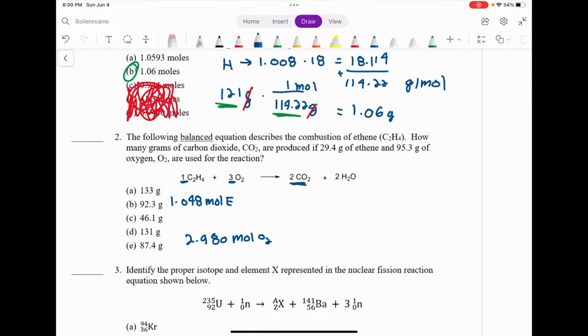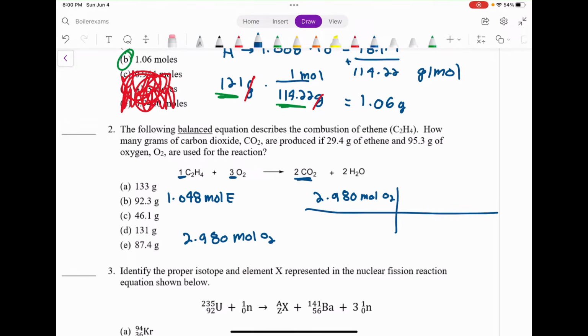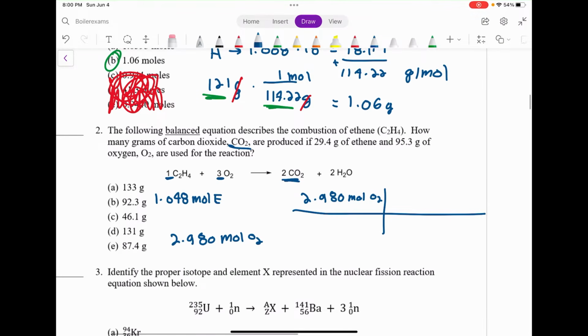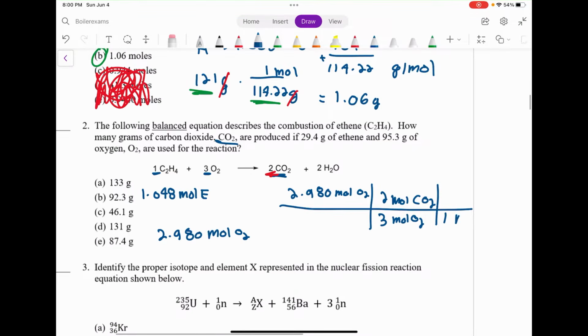Okay, so now if I know oxygen is my limiting reagent, we can do 2.980 moles O2. Let's get our dimensional analysis line. And we're looking for grams of carbon dioxide produced. In 3 moles of O2 reacting, we're going to form 2 moles of CO2. I got this from that number right there. And in 1 mole of CO2, there are how many grams? Let's see.